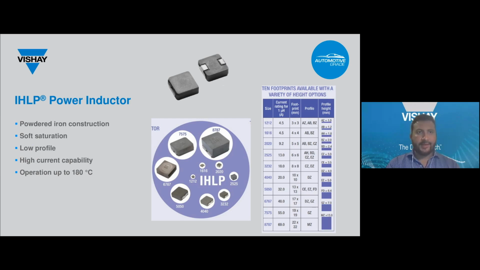So this is the Vishay IHLP family of inductors. They come in a wide range of sizes and heights, and with a very high current density. They feature powder iron construction, which was initially introduced by Vishay, which provides a very soft saturation, which can be seen in a later slide. These low-profile inductors can also be operated up to 180C.